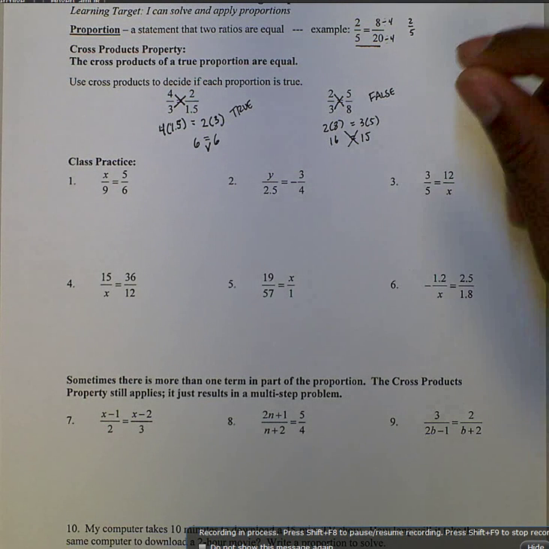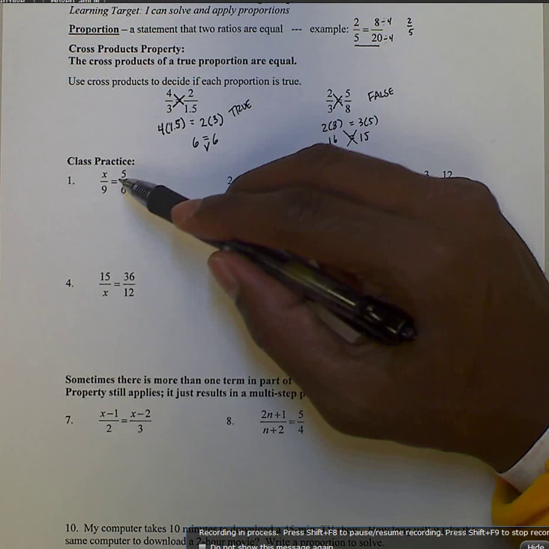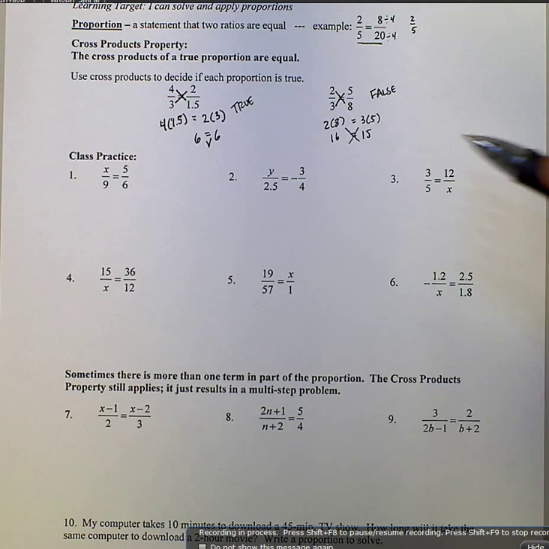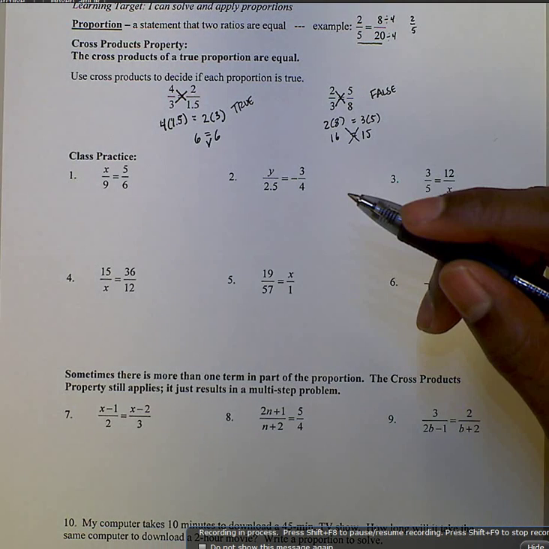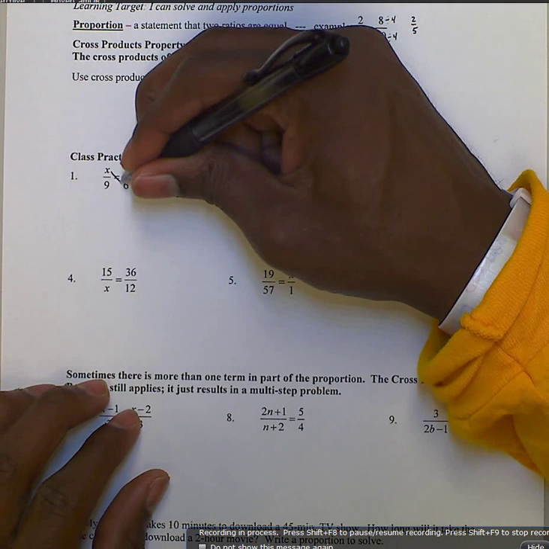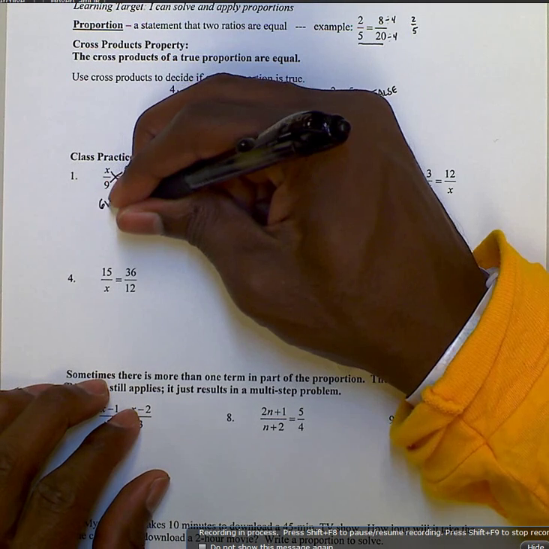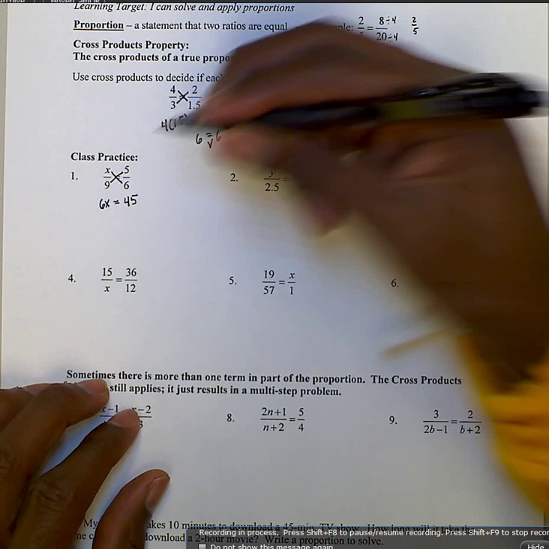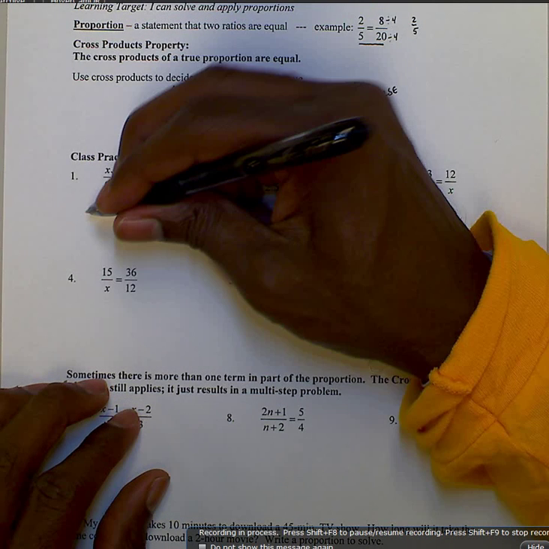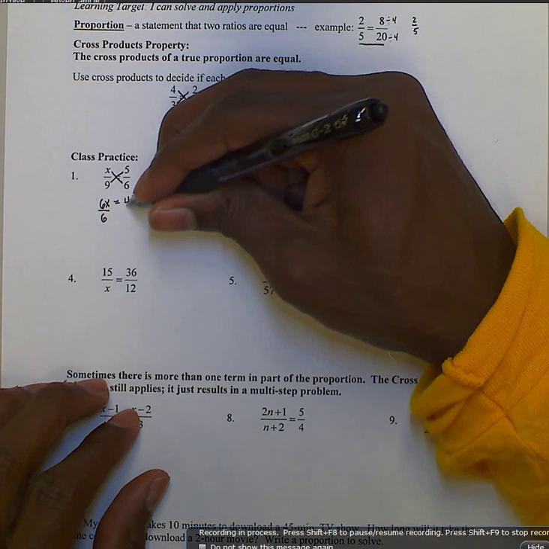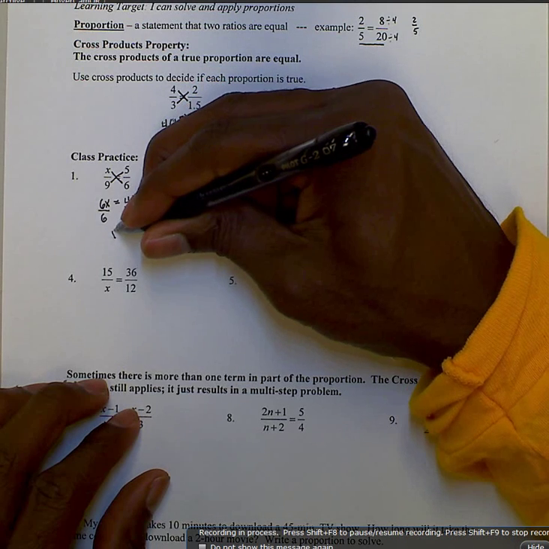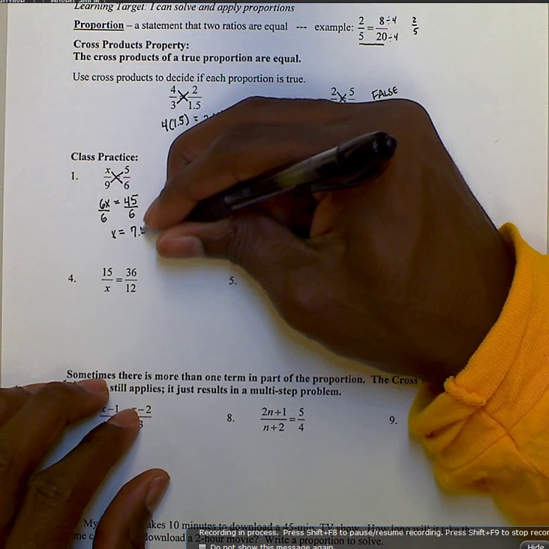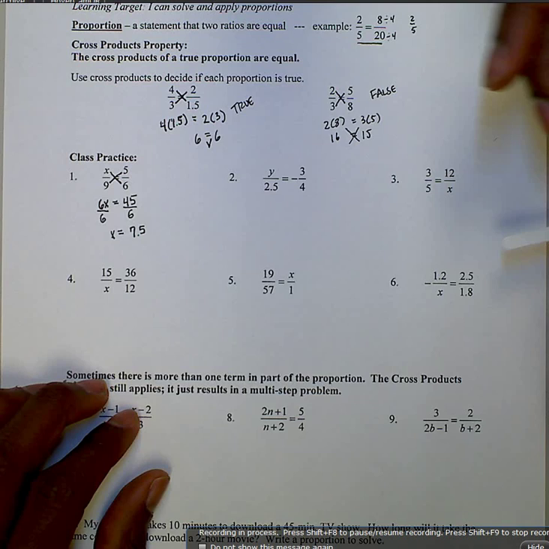Now when we put a variable in the mix, what we're saying is we want to find the number that makes this true. We're not asking, is this true or not? We're going to find the variable that makes it true. So we're going to use the cross product property. So here I'm going to multiply 6 times x, 6x. I'm going to multiply 9 times 5, which is 45. So 6x equals 45. I'll divide by 6, and x equals 7.5. So it will be 7 and 3/6, or 7.5.